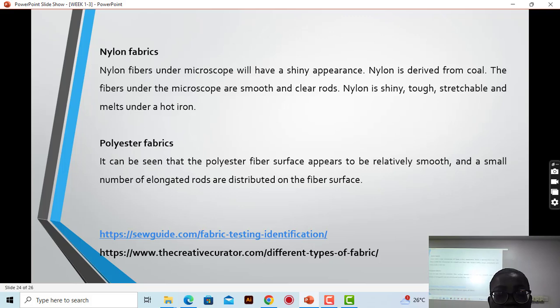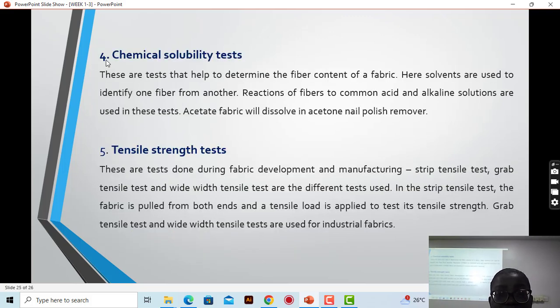So, let's continue. I have my last two slides. We have the chemical solubility test, the chemical test. These are tests that help to determine the fiber content of the fabric. Here, solvents are used to identify one fiber from the other. The solvents are solutions, they are chemicals.